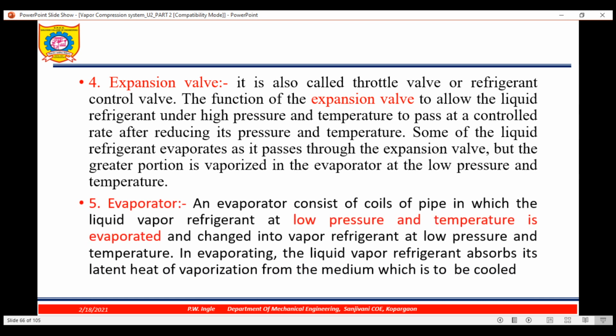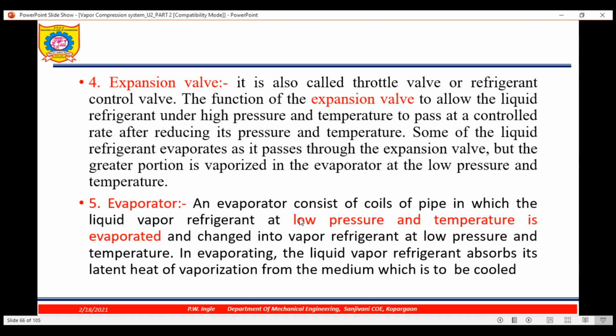So next is expansion valve. It is also called a throttle valve or refrigerant control valve. The function of the expansion valve is to allow the liquid refrigerant under high pressure and temperature to pass at a controlled rate after reducing its pressure and temperature. Some of the liquid refrigerant evaporates as it passes through the expansion valve, but the greater portion is vaporized in the evaporator at low pressure and temperature.